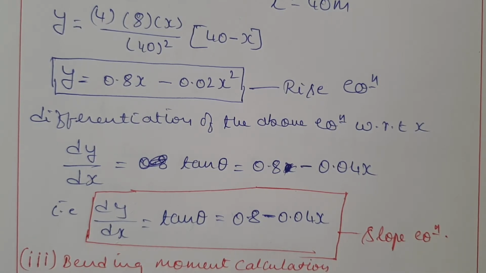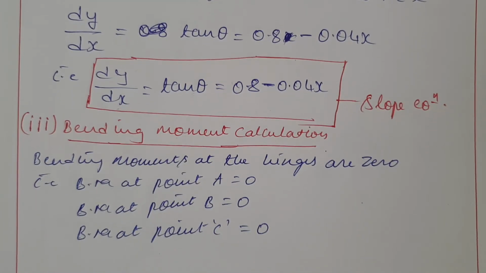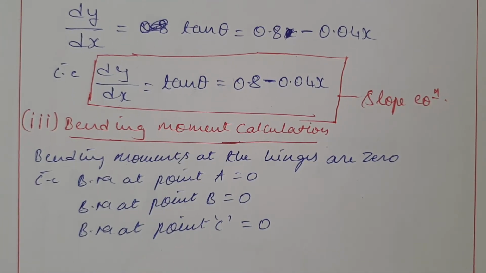After finding the rise and slope equations, the next step is to calculate the bending moments. For that I am considering this sign convention: horizontal force always produces negative bending moment, and vertical force moving upwards produces positive bending moment. Vertical force moving downwards produces negative bending moment. We also know that bending moment at the hinges is always equal to 0. So it is a 3-hinged parabolic arch. We have hinges at A, B and C, so bending moment at points A, B and C will be equal to 0.